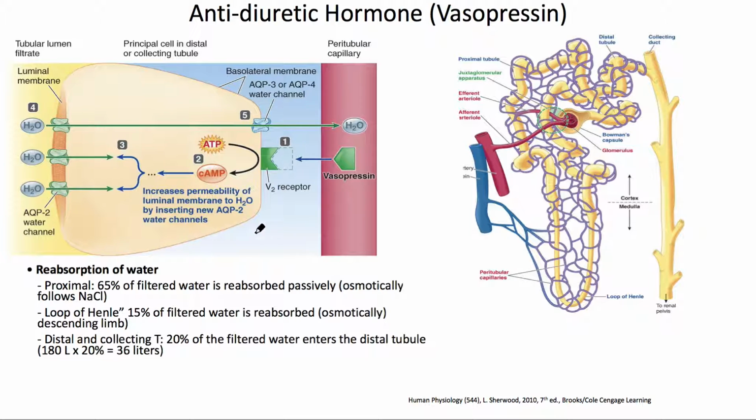Hey guys, so in this video we're going to discuss water reabsorption in the nephron. So the first region we'll look at is the proximal tubule, and I'll highlight that right here in red. So in this proximal tubule, you'll notice that approximately 65% of the water that enters into the Bowman's capsule and gets processed or filtered gets reabsorbed.